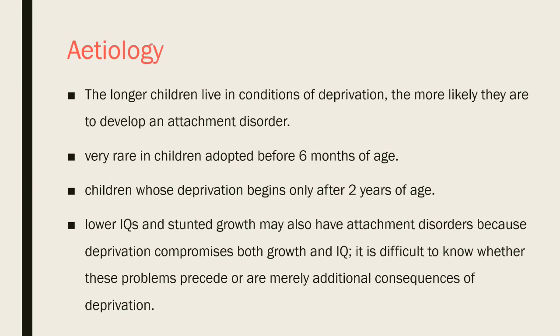Etiology. The longer the children live in the conditions of deprivation, the more likely they are to develop an attachment disorder. It is very rare in children adopted before the age of 6 months, whereas it is more common in children who are deprived after the age of 2 years. Lower IQs and stunted growth may also accompany attachment disorders because deprivation compromises both growth and IQ, and it is difficult to know whether these problems precede or are merely additional consequences of deprivation.